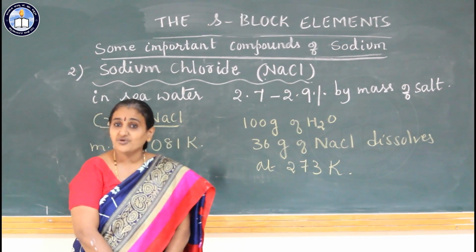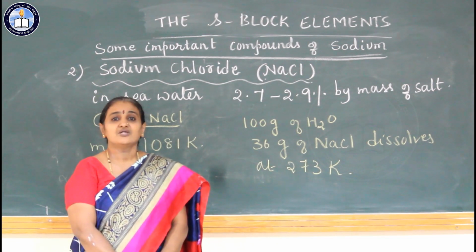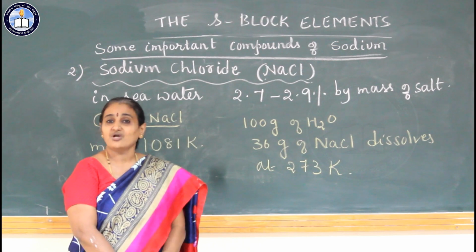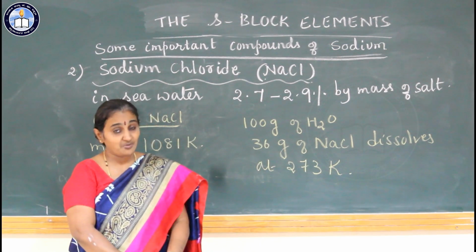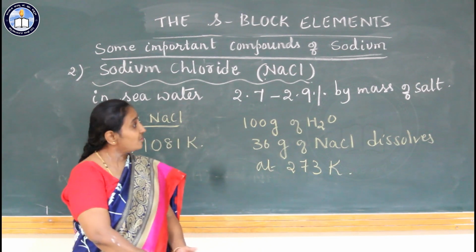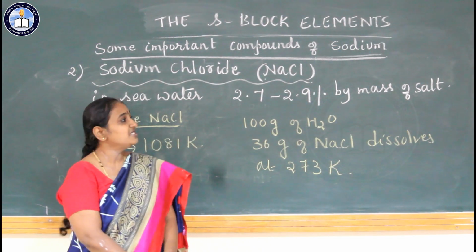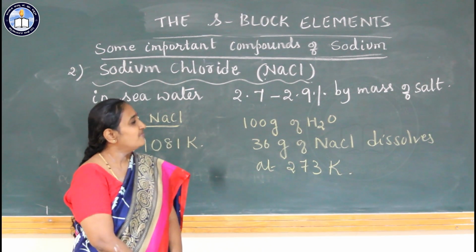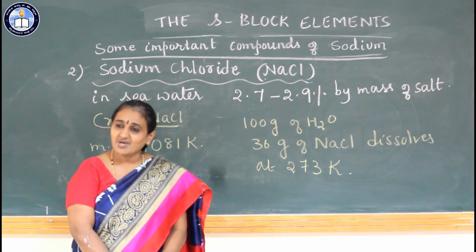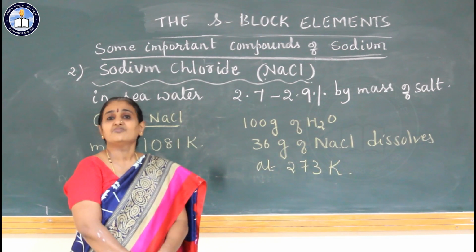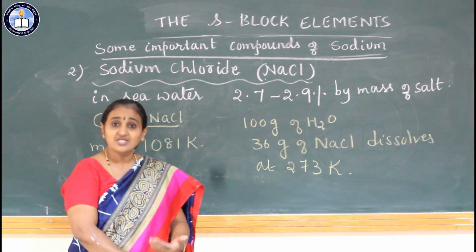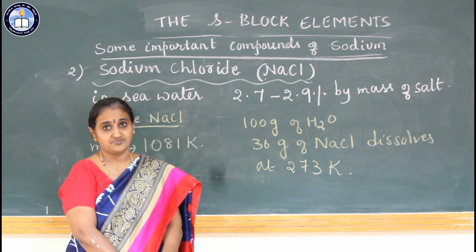What are the uses of sodium chloride? Sodium chloride is called common salt. Therefore, it is used for domestic purposes, and also sodium chloride is used in the preparation of sodium hydroxide, sodium peroxide, and sodium carbonate.